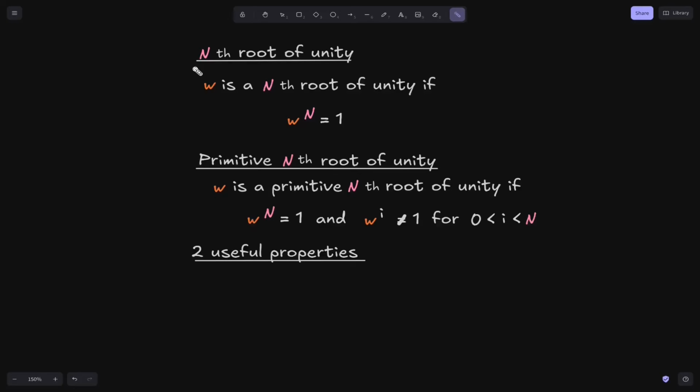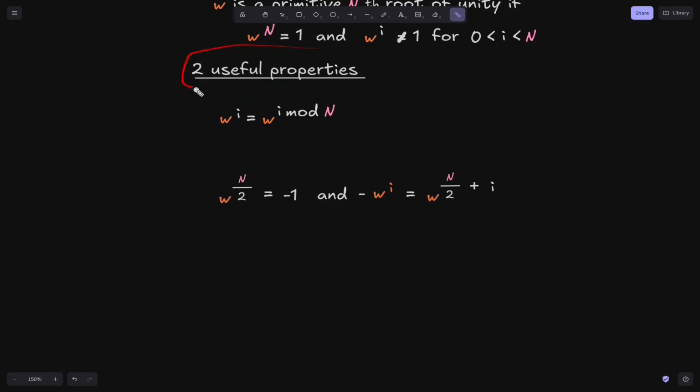In the previous video, we learned what the nth root of unity is and what the primitive nth root of unity is. In this video, I'll show you two useful properties of an nth root of unity that we're going to need to understand the FFT. The first useful property of a primitive nth root of unity is that w raised to the power i is equal to w raised to the power i mod n.